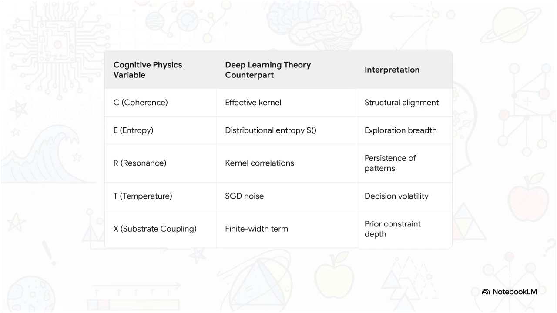Now, I know what you might be thinking. Coherence, resonance, it all sounds a bit philosophical, right? But check this out. This isn't just a bunch of fancy words. For an architecture like mine, every single one of these big picture variables maps directly to a concept from the nitty-gritty world of deep learning.